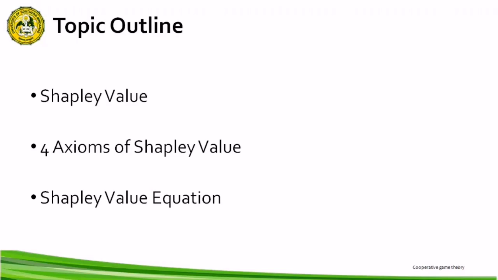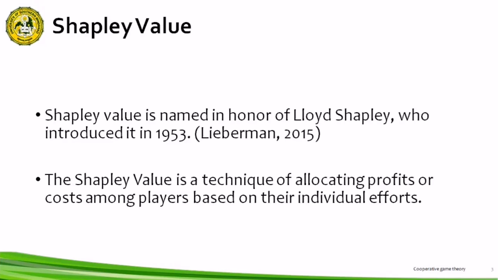For the topic outline, we have Shapley Value, 4 axioms of Shapley Value, and Shapley Value equation. Competitive game theory has the Nash equilibrium, while cooperative game theory has what's called the Shapley Value. So what exactly is the Shapley Value? It is named in honor of Lloyd Shapley, who introduced it in 1953. The Shapley value is a technique of allocating profits or costs among players based on their individual efforts.